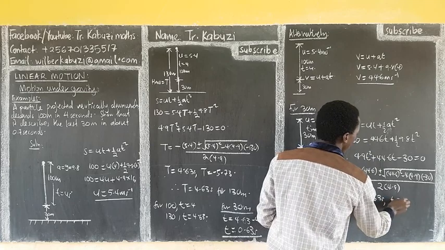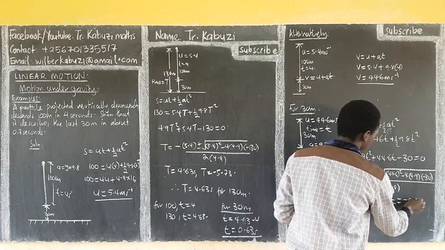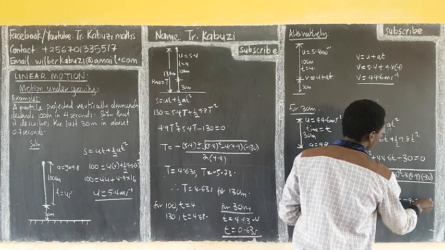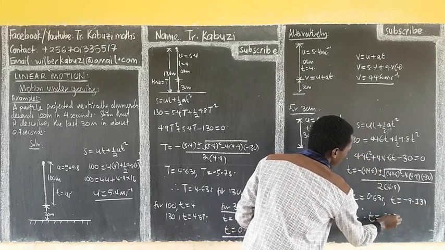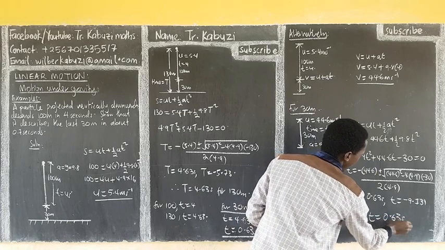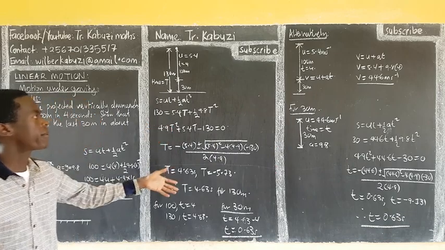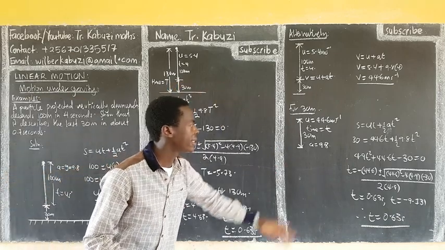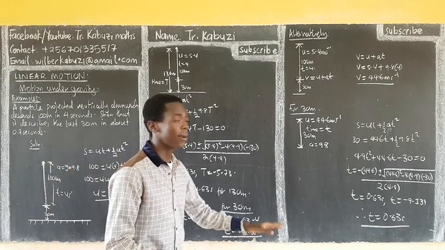0.63 seconds. The other t is going to be negative 9.731, which we ignore, so t is going to be 0.63 seconds, and that will be that. So you can either use this approach or that approach, it's up to you. All of them will give you the same answer, as you can see.